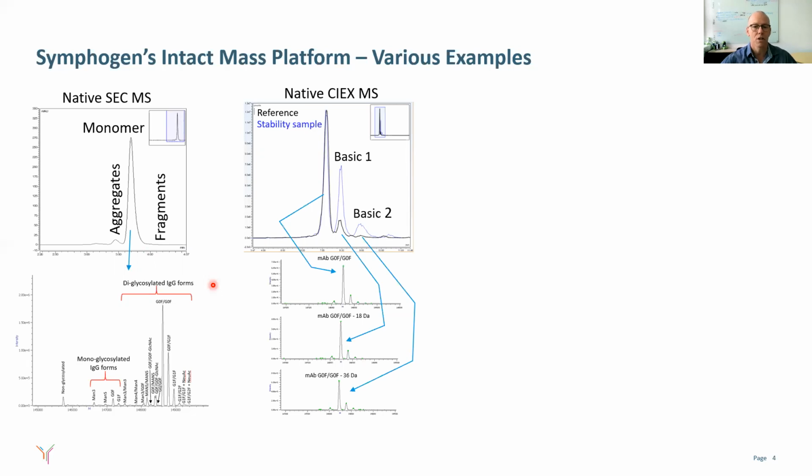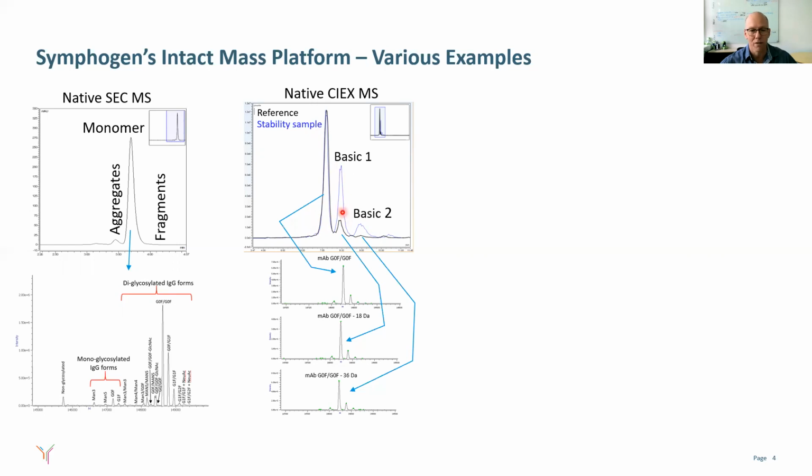Ion exchange mass spectrometry. Here's another example where the black trace represents a frozen reference sample, and then we have a stability sample where we see a distinct rise in some basic forms. Typically, you would see a rise in acidic forms due to deamidation, which is common in proteins and antibodies. But here we see a distinct rise in some basic forms.